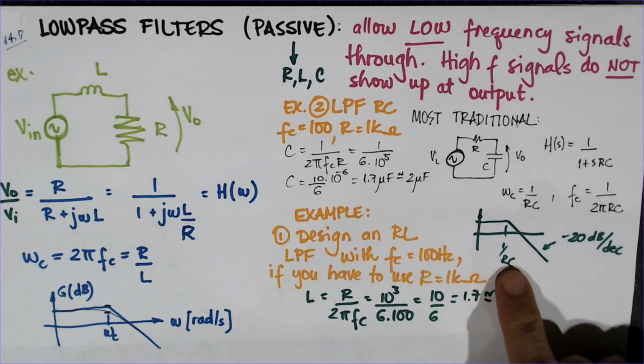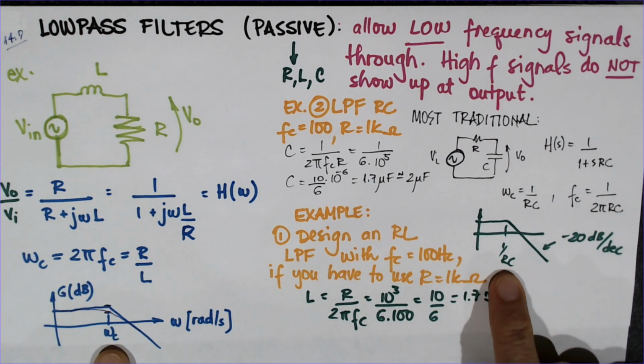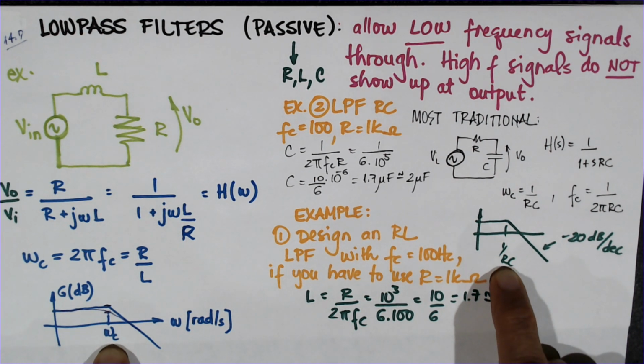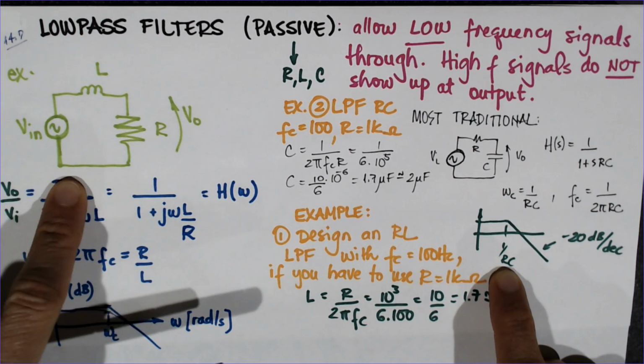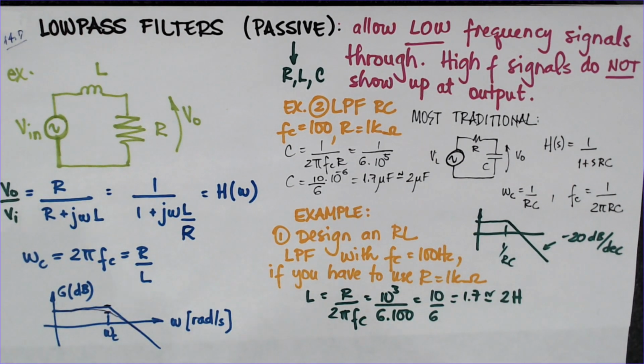Of the cutoff frequencies for low-pass filters at 100 Hertz for an RL and for an RC. I hope this helps clarify how you can design a low-pass filter. There are several other circuits that also work as low-pass that have all 3 kinds of impedances, so R, L, C.